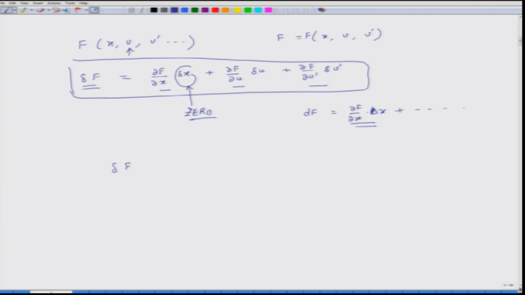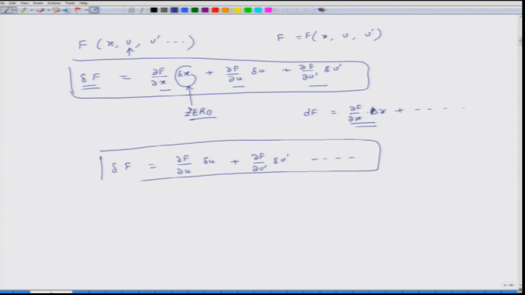So, variation in f is equal to partial of f with respect to u times variation in u plus partial of f with respect to u prime times variation in u prime and so on and so forth. But the x related term does not come. So, this is an important equation and we will use this relation very frequently when we do finite element formulations.